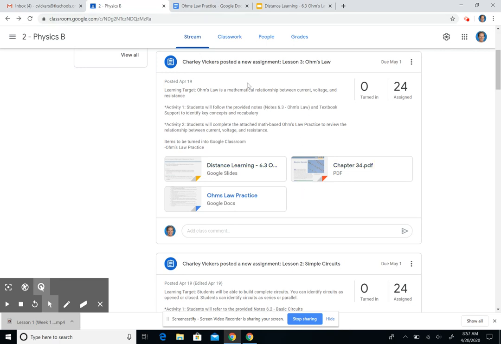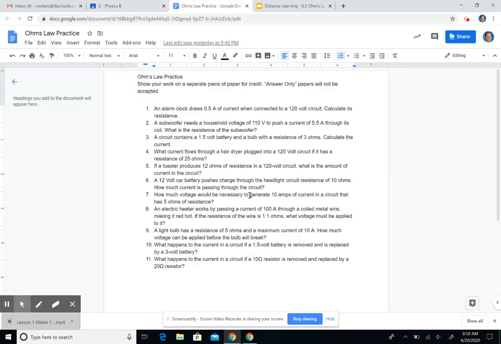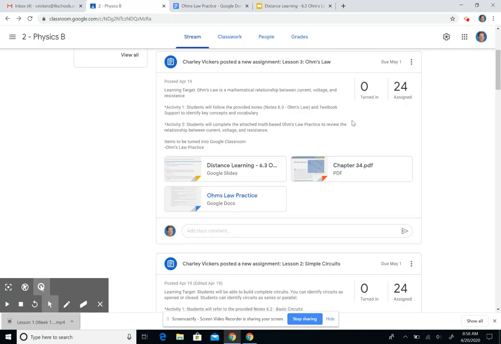So the only thing that you have to turn in for this lesson, again, is this Ohm's law practice. So you can either take a picture of it or scan it and upload it into this assignment. When you go to turn it in, just make sure that you attach it and it should be good. If you're having trouble, you could always email it to me. That works as well. But just let me know if you need anything.